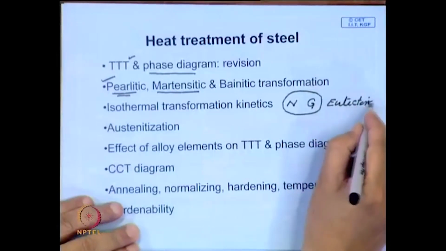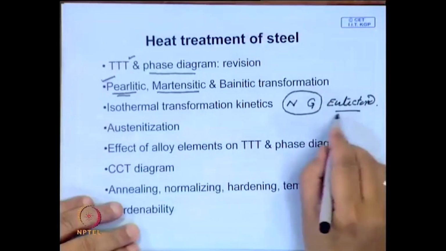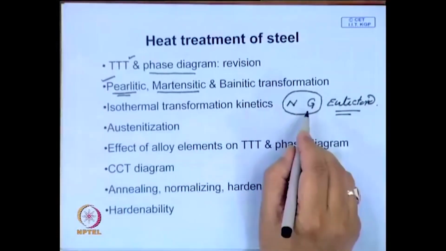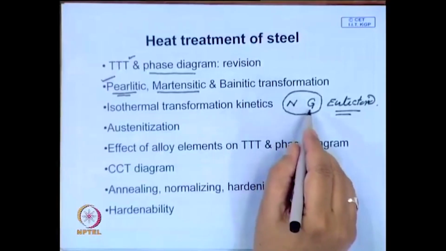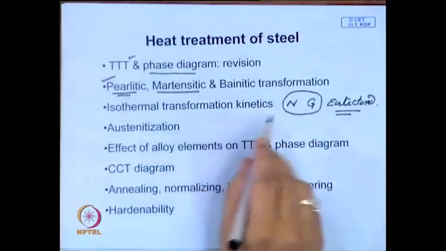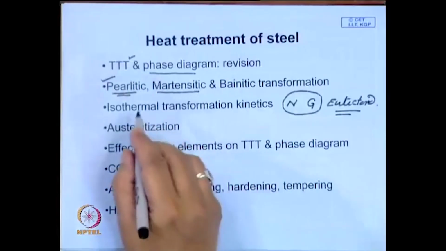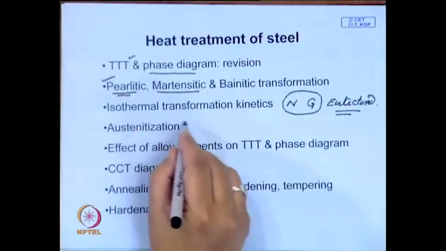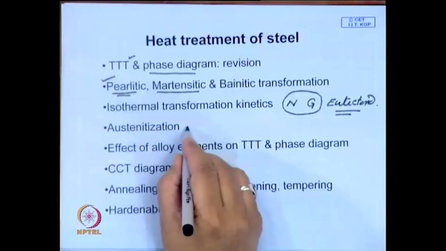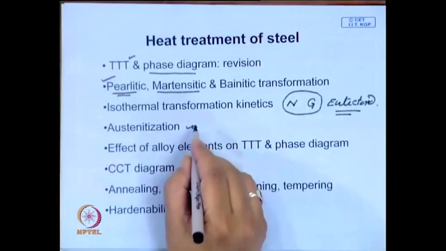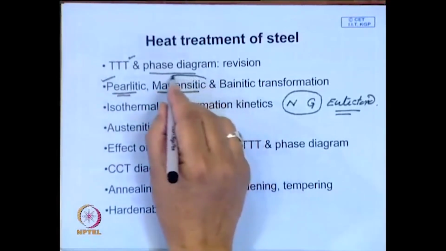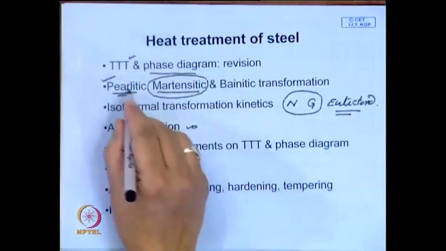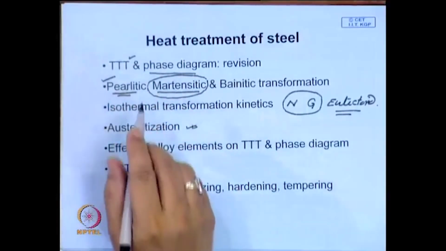Eutectoid steel, but the process kinetics will be very much similar, and in the other case, hypo or hypereutectoid steel, we will also look at what happens. In all heat treatment processes, the first stage will be austenitization. We will also look at this partly, and today there are certain characteristics of martensitic transformation which are worth recalling. These are the two extreme kinds of transformation that take place.